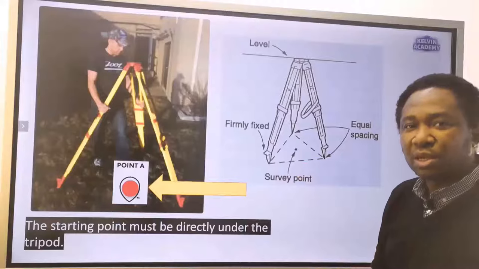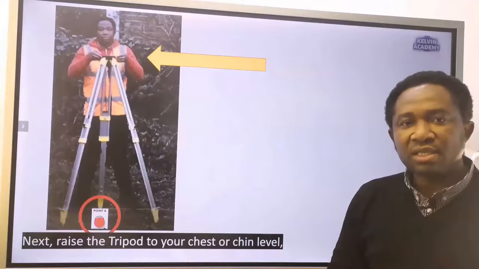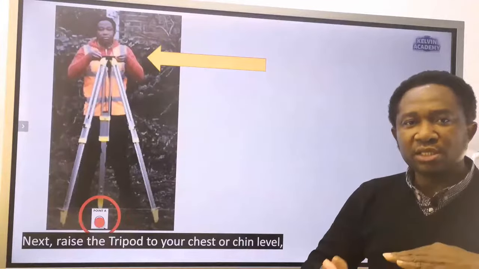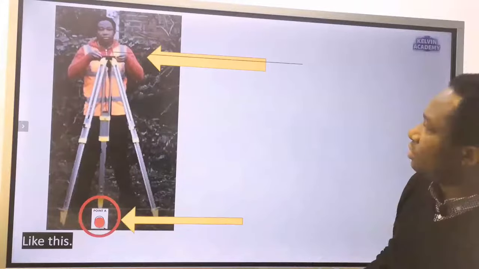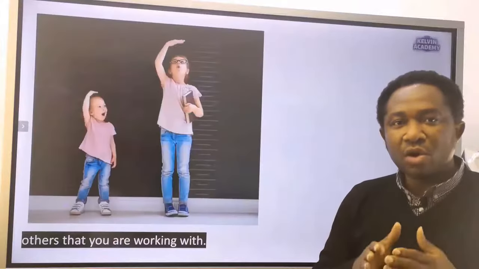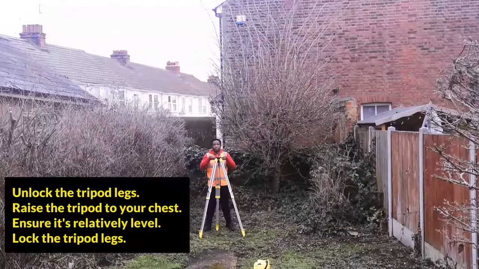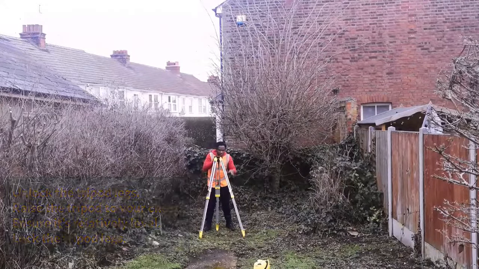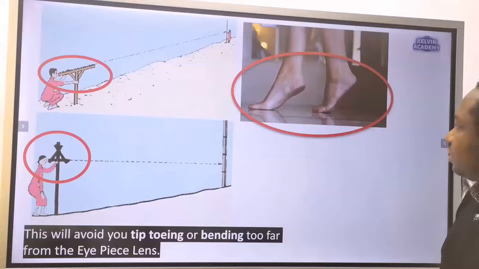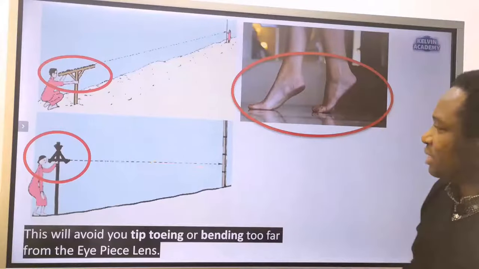The starting point must be directly under the tripod. Next, raise the tripod to your chest or to your chin level, like this. Always consider your height and the height of others that you're working with. This will avoid you tiptoeing or bending too far from the eyepiece lens.